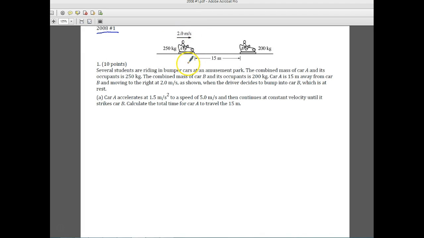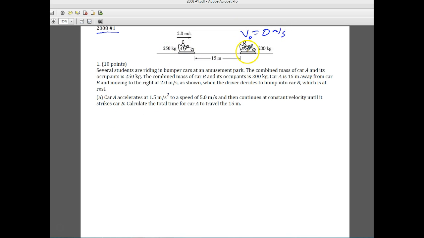We have two cars. A couple of students are at an amusement park and they're going to do a little bumper car. This person is riding in the bumper car at 2 meters per second. Their mass and the mass of the car together are 250. This person is sitting still, so their original speed is equal to 0 meters per second.